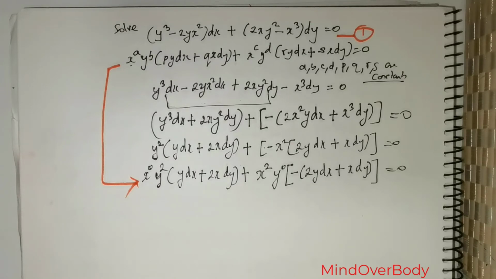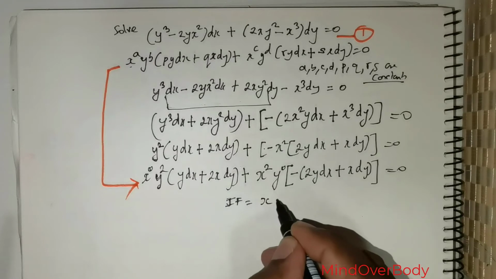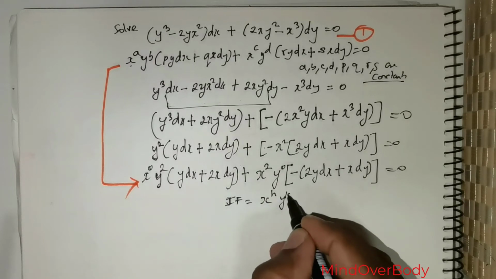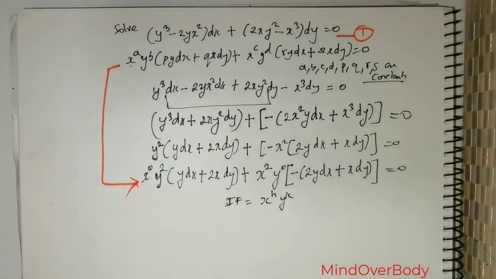Now in all cases the integrating factor for this is going to be this. The integrating factor is going to be x to the power of h, y raised to the power of k, in all cases for problems of this nature, because from here we will have to get the value of h and get the value of k. So that is exactly what we have to do.